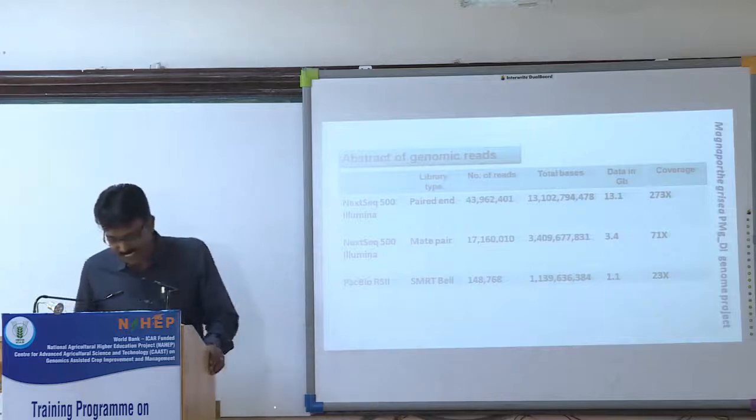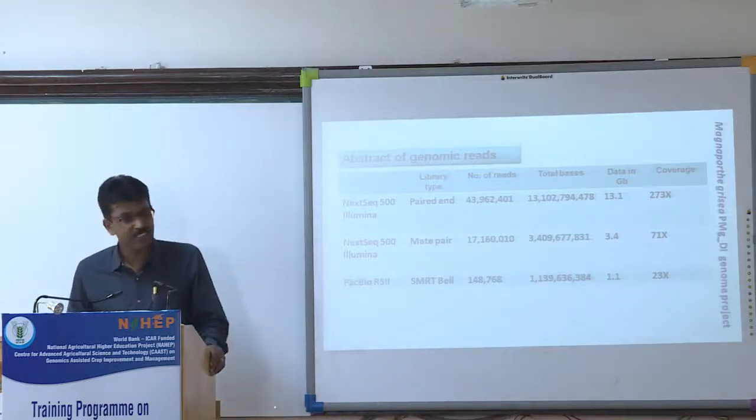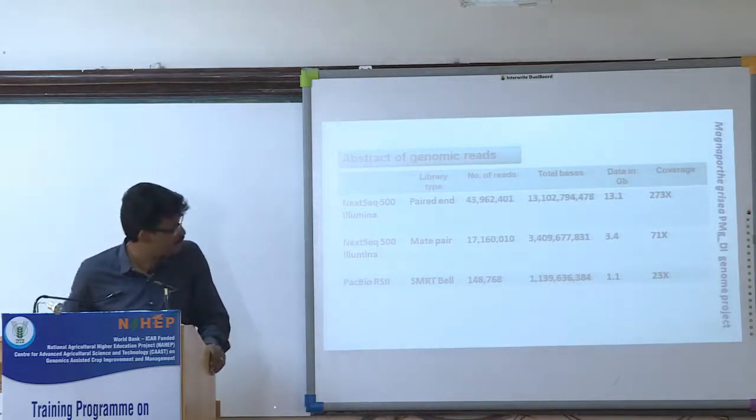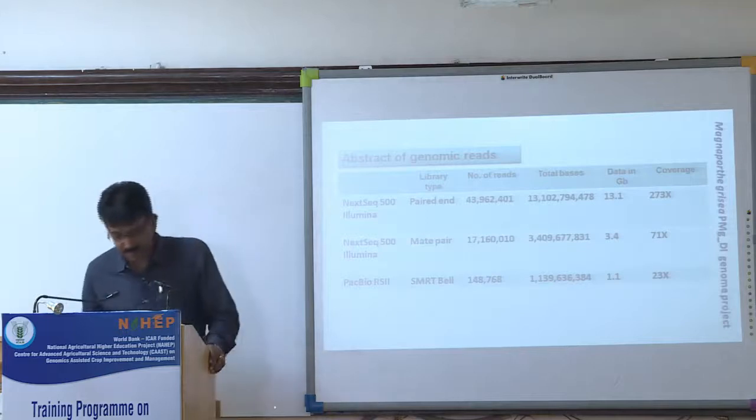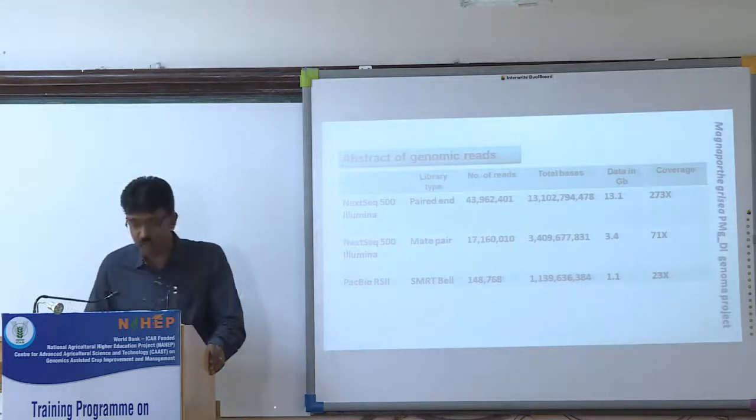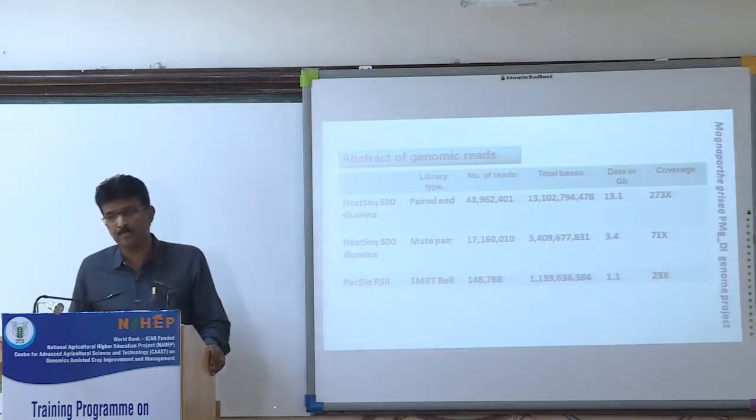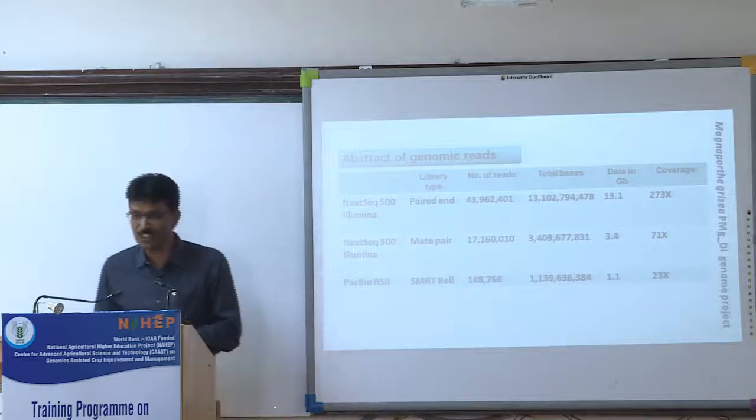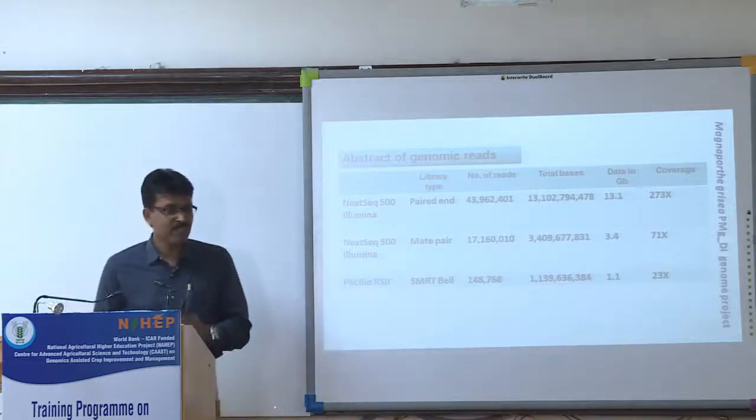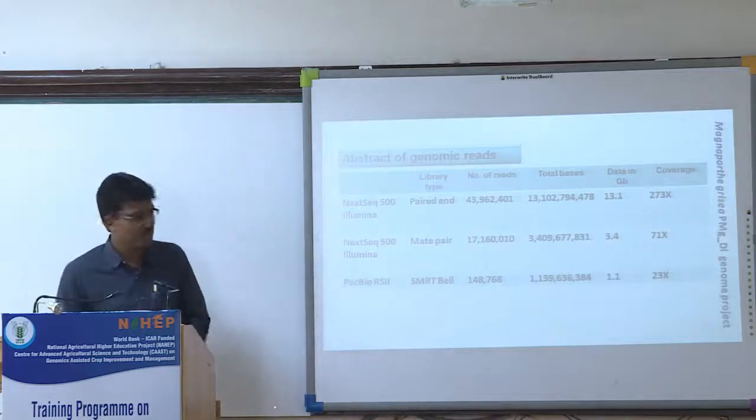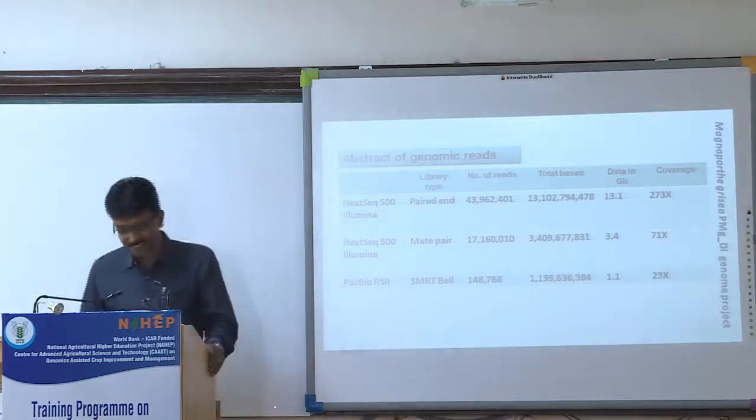So, just look at the data, the quantum of data we generated. The paired-end library gave us around 13 GB of data, the MatePair gave us around 3.4 GB, and PacBio gave us around 1.1 GB, right. We have so much data generated from one genome. Now, the next thing is you need to assemble, right. So, we did that, right.